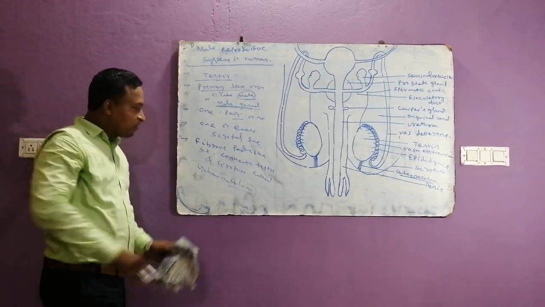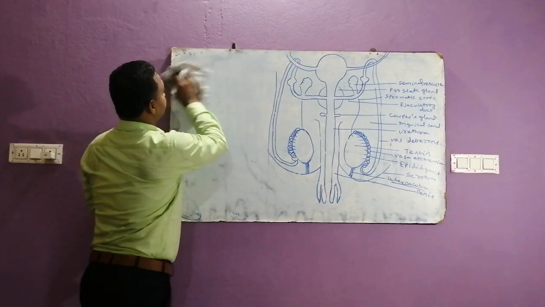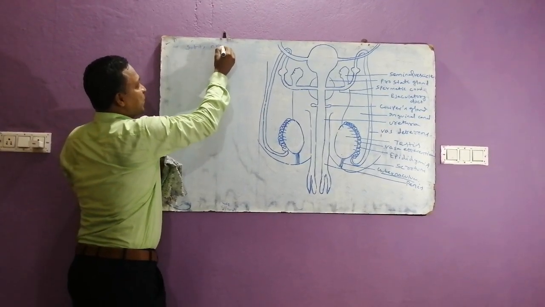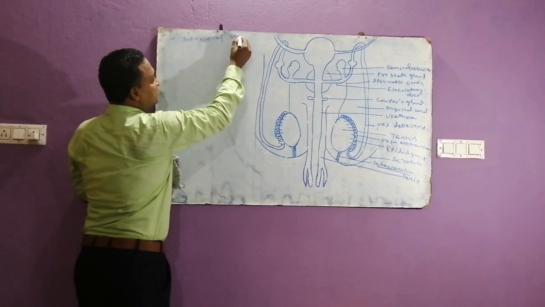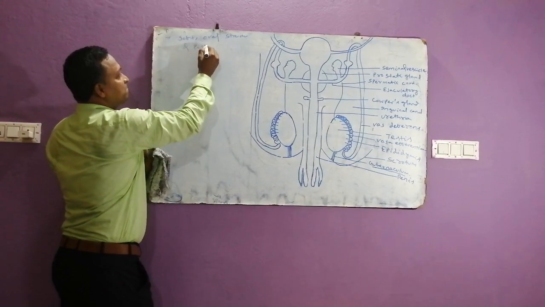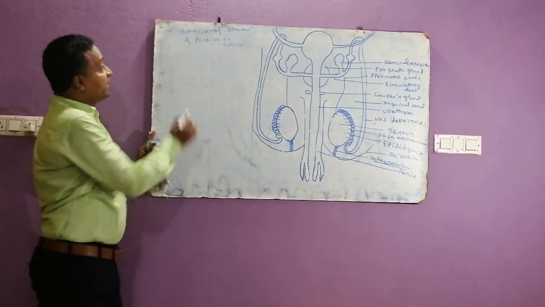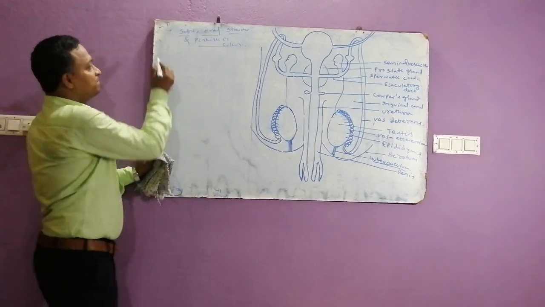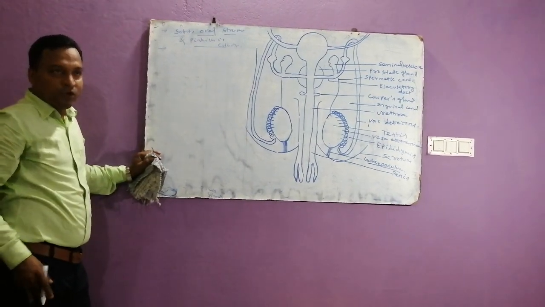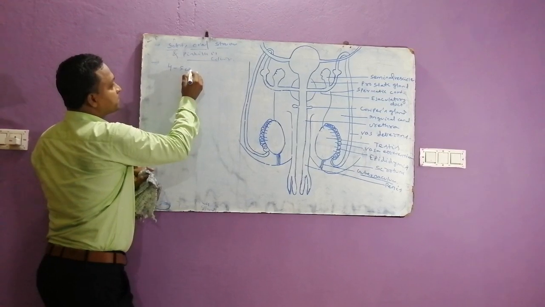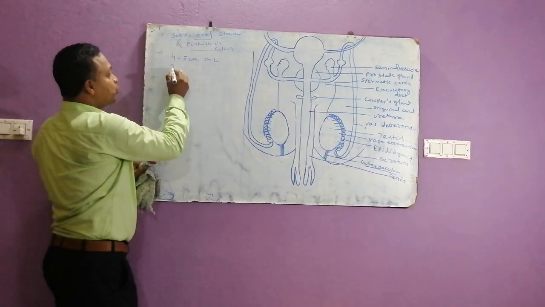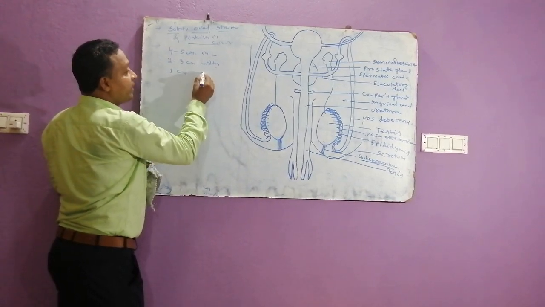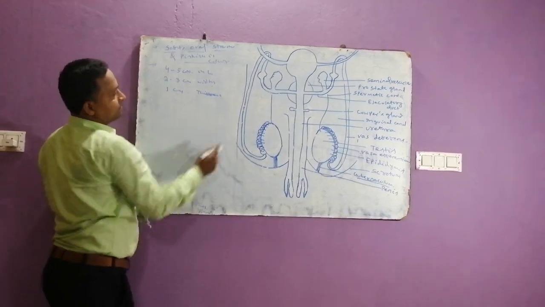If we take the next part, the testes is a soft, oval structure and pinkish in color. If we talk about its size, in case of human, it is basically 4 to 5 cm in length, 2 to 3 cm in width, and nearly about 1 cm in thickness.